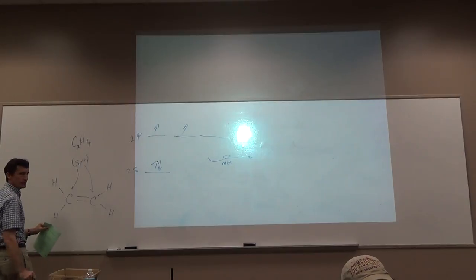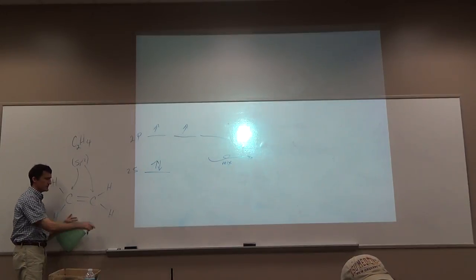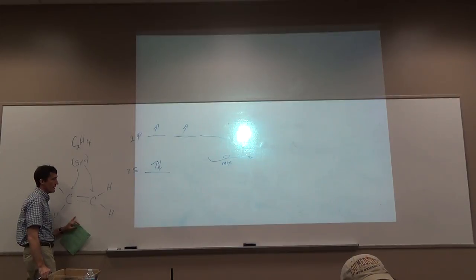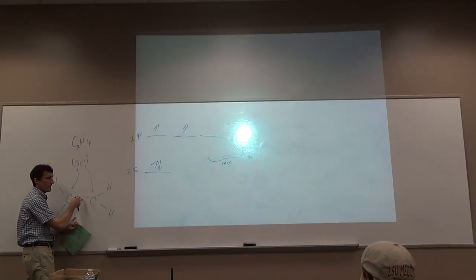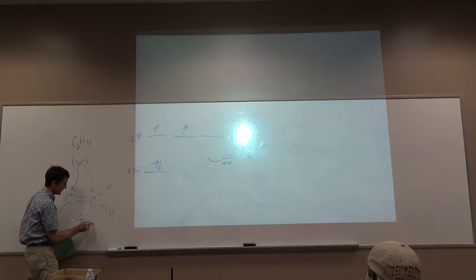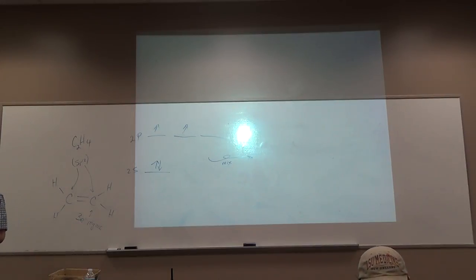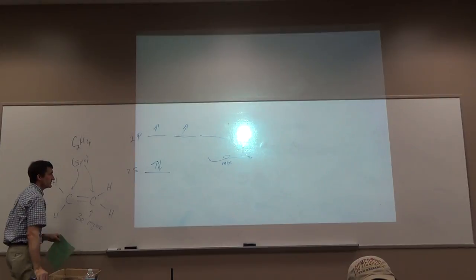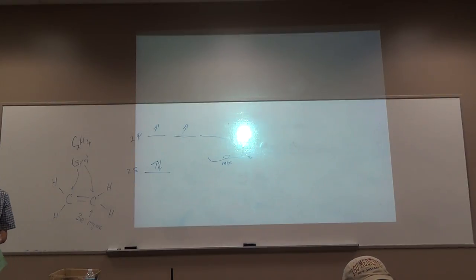Okay, let's approach it this way. How many electron regions are around this carbon? Cyclic bond, double bond. It's 3 electron regions. Okay, a double bond is considered one region. Okay. 3 regions. Go back to methane. How many electron regions around the methane carbon? 4. Okay. 4 regions is tetrahedral.